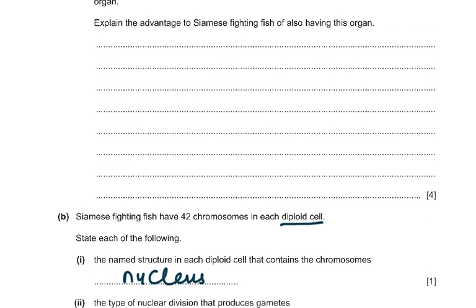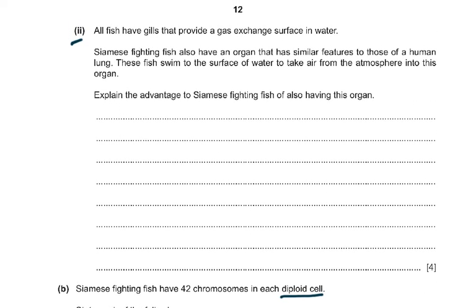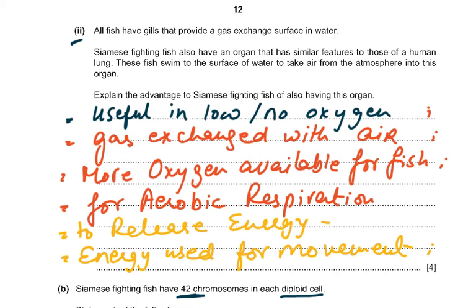Why? Because it said to you here in the question 42 chromosomes. So that's the diploid number. So half of that would be 21 and that would get you your answer. Useful in no oxygen or less oxygen, gas exchange with the air, more oxygen available for the fish for aerobic respiration, to release energy, and for the energy, you can give me any use of the energy. Energy for movement, energy for protein synthesis, energy for growth.